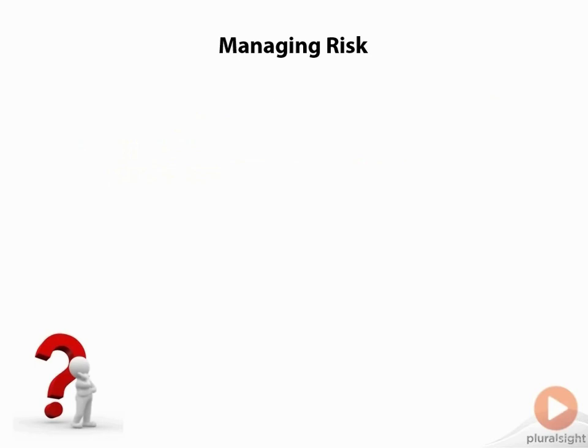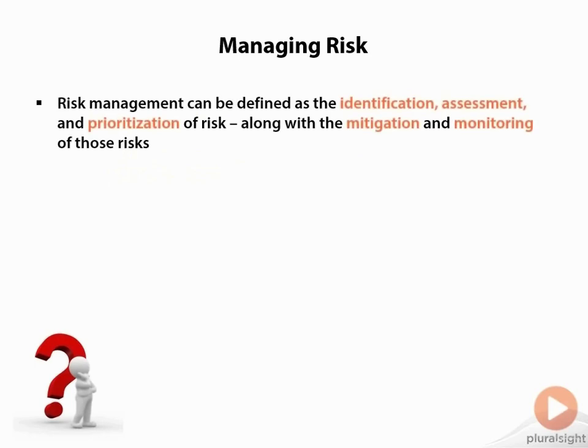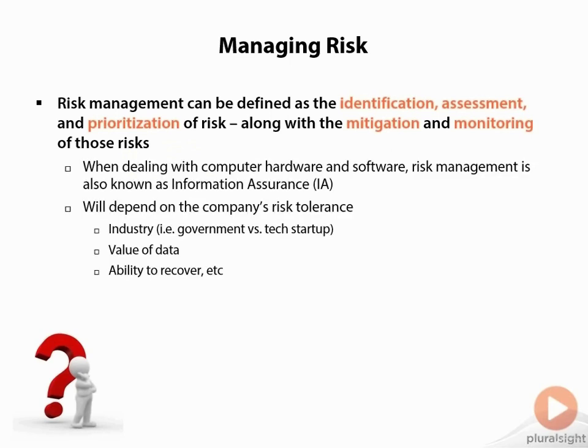So managing risk can be defined as the identification, the assessment, and the prioritization of risk, along with the mitigation and the monitoring of those risks. So what does that really mean? Well, when dealing with computer hardware and software, risk management is also known as information assurance. All right, we basically want to make sure that our information is protected. All right, it's confidential, it has integrity, and it's available. Right, that CIA triad that I mentioned previously.